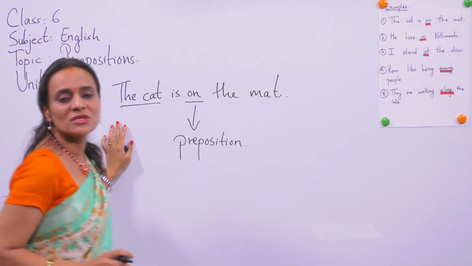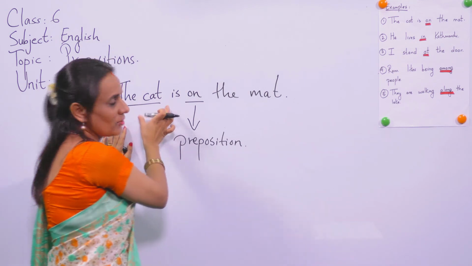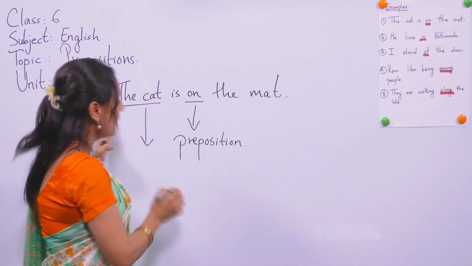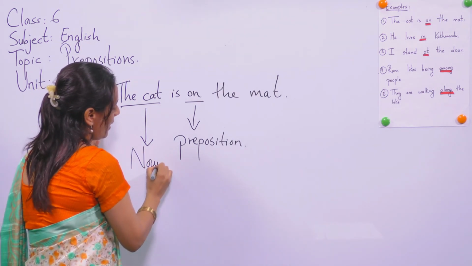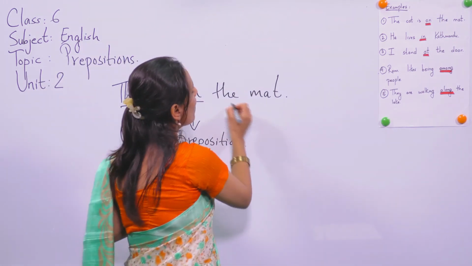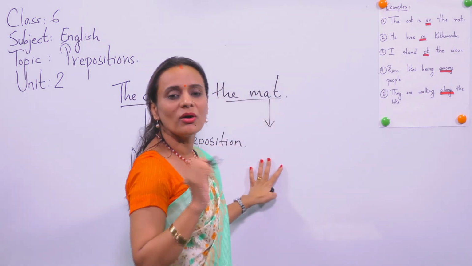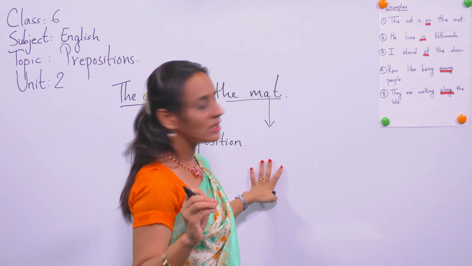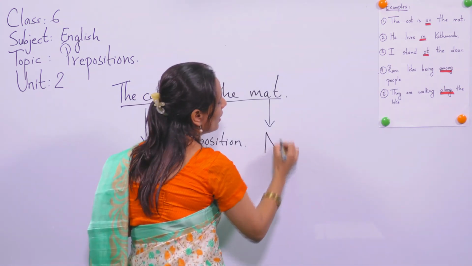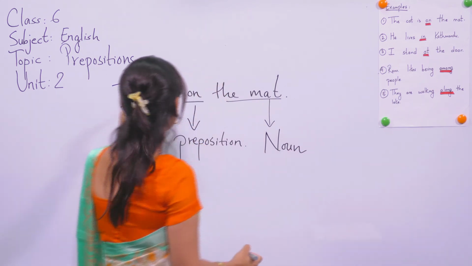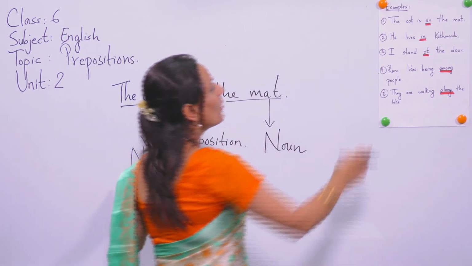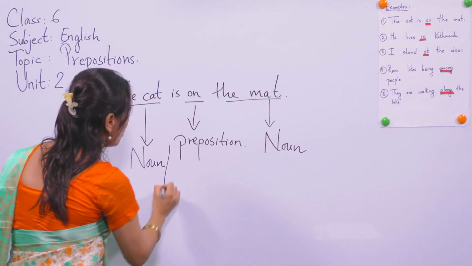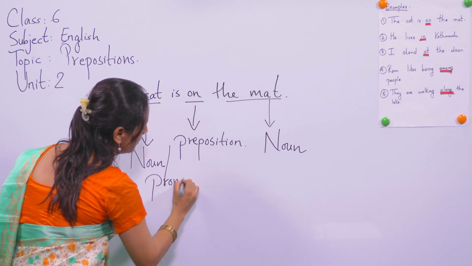And which part of speech is the cat? Is it a pronoun? No. It's a noun. Okay, very good. And this one, the mat, is also the name of the object. So if it is the name of the object, then it is also a noun. And in place of a noun, sometimes we keep a pronoun also, just like he, I. These are pronouns. So it can be a noun or a pronoun.